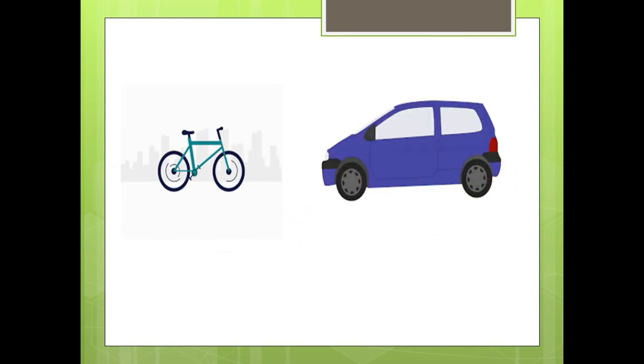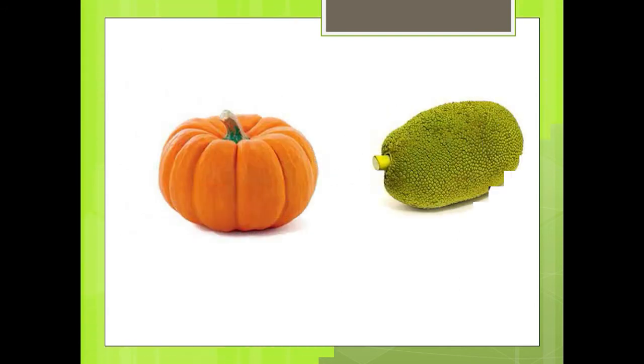Similarly, bicycle and car. From these two, bicycle is lighter than car. This also we can say by observation. But see here, pumpkin and jackfruit. We cannot say which is heavier and which is lighter by observation.